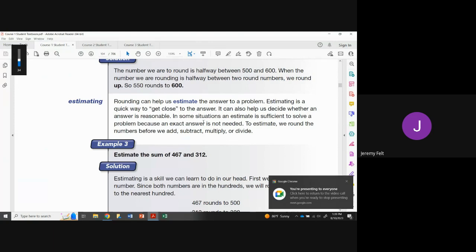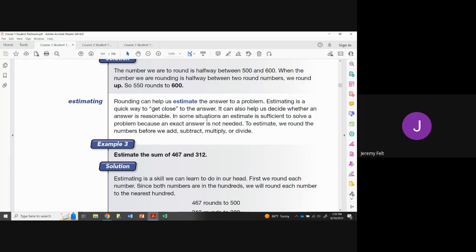So when we estimate, that can help us answer problems. Again, we're only going to estimate when we're told to estimate or round. We're not given a big long problem and then just say, oh, I'm going to estimate because it is quicker. It usually is, but we only do it when we're told to do so.